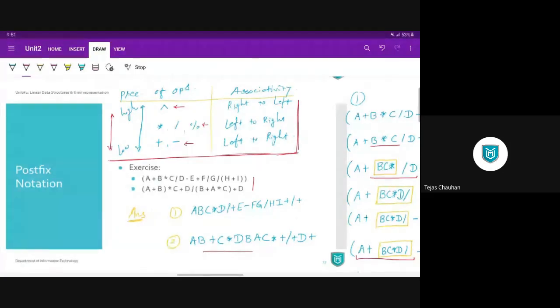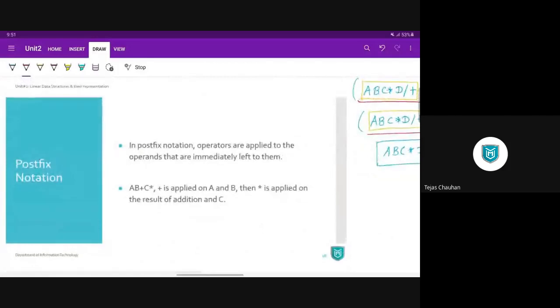So we have seen postfix notations. Now let us have a look at prefix notation also, along with postfix. Look, we have seen postfix notations, and in postfix notations, operators are applied to the operands that are immediately left to them. Okay, so generally how do we write it? AB plus. So this plus operator is applied to the operands which are immediately left to them. Okay, so that's the statement, which is here.